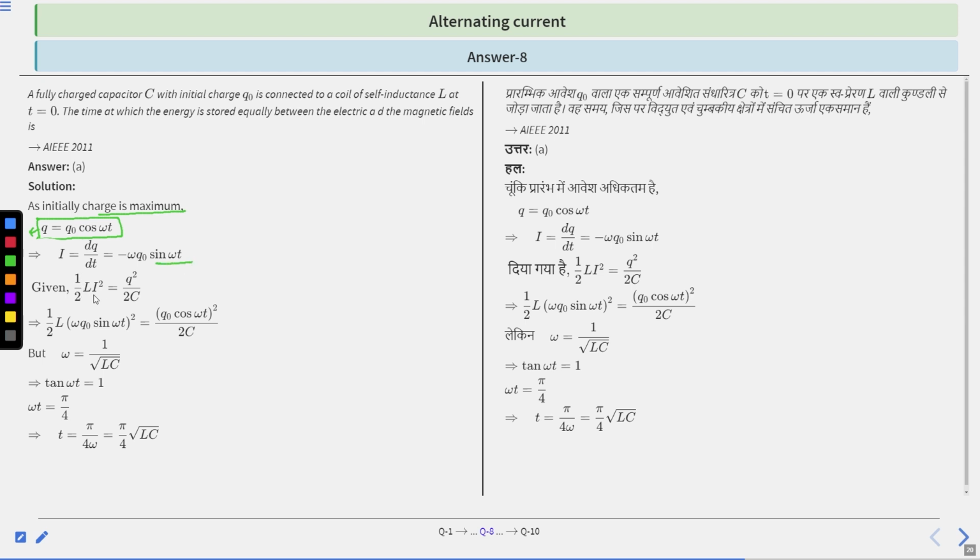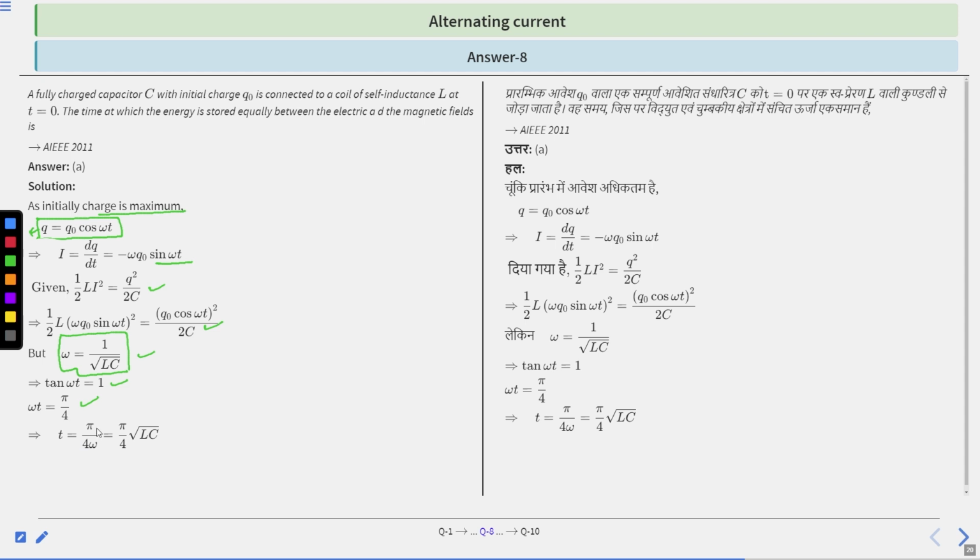Given half L I square equals Q square divided by 2C. When you solve this, you will get half L (omega Q naught sin omega t) whole square, which is equal to (Q naught cos omega t) whole square divided by 2C. We know omega equals 1 upon under root LC. So tan omega t is equal to 1, so omega t is equal to pi by 4.